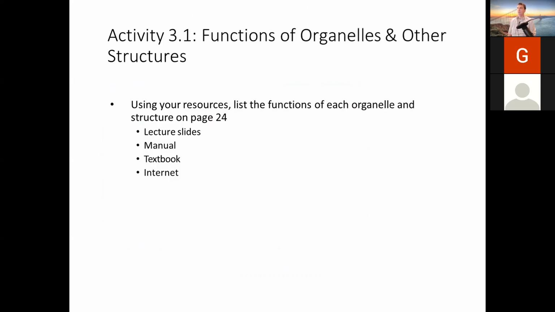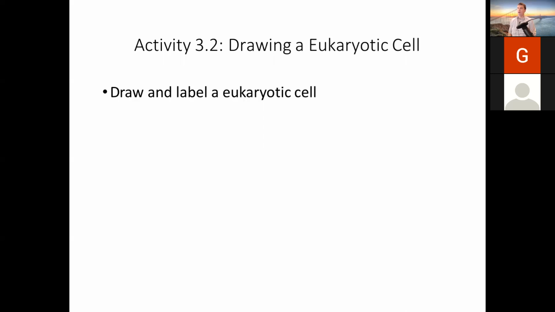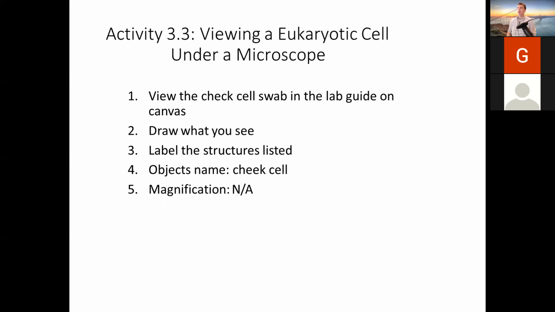So use your resources. You're going to list the functions of each organelle. You're going to draw a eukaryotic cell. You're going to view eukaryotic cells under a microscope using the cheek cell swab. And you're going to describe what you see, label the structures listed.